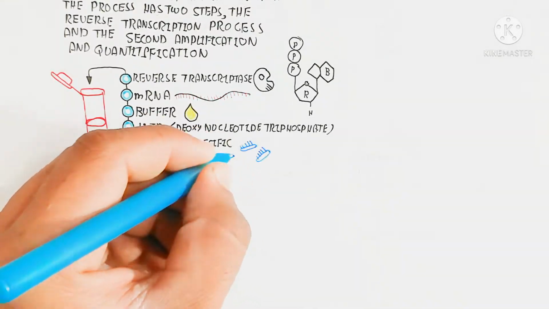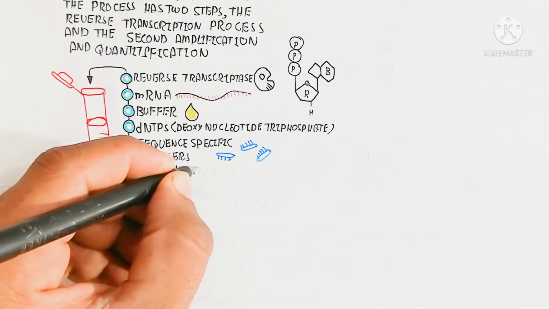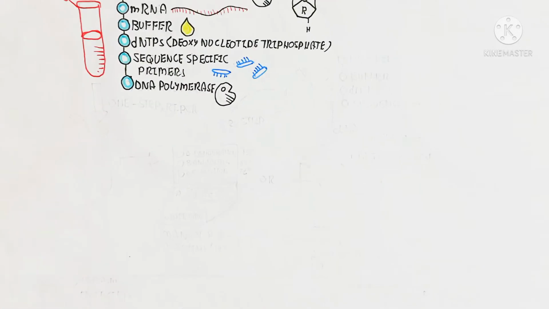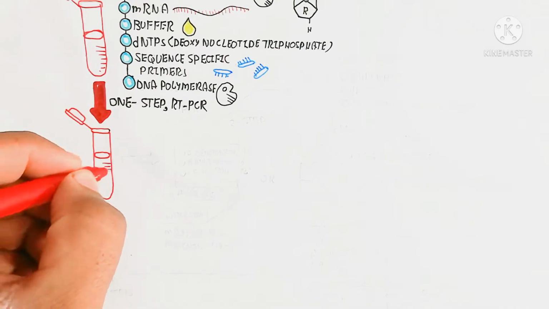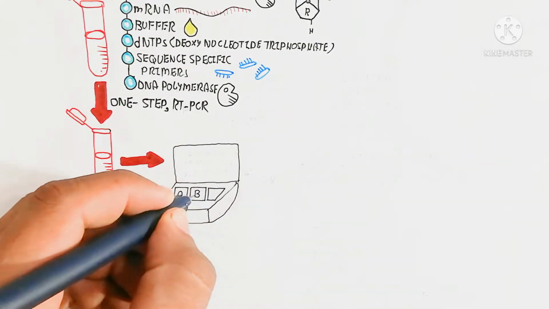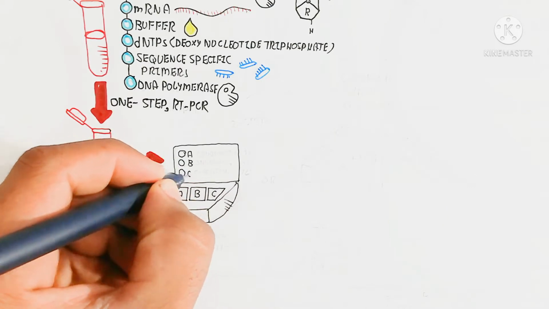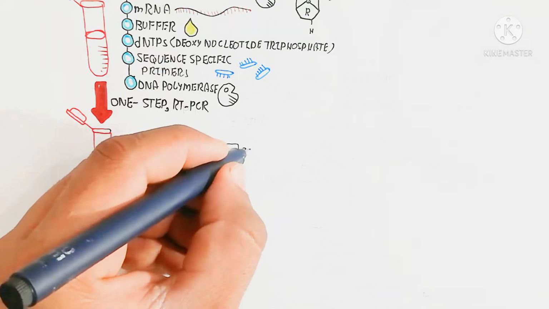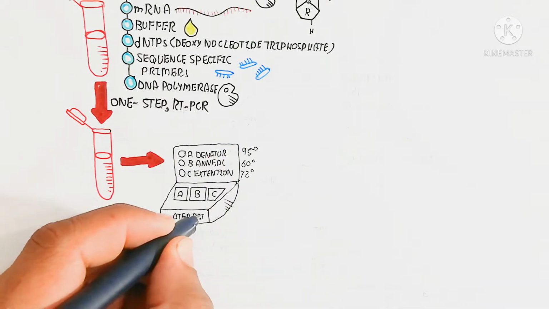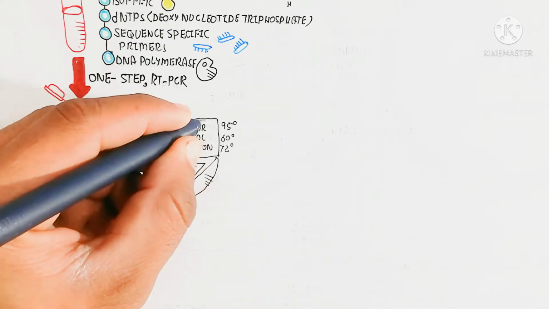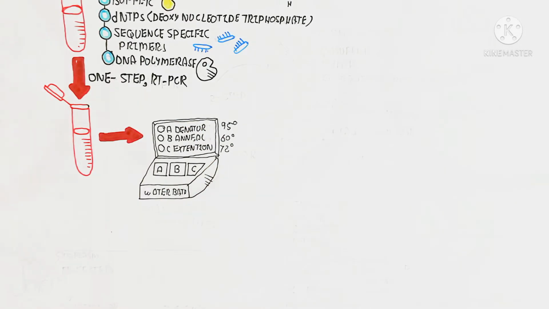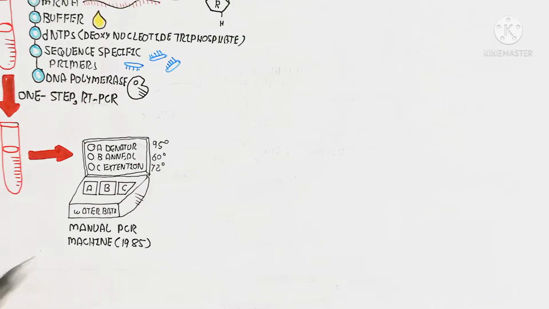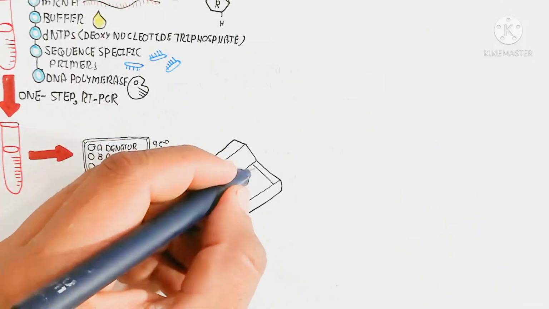Here is the structure of the deoxynucleotide that will be used, and we can use a sequence specific primer, and also DNA polymerase, the enzyme used for polymerizing DNA. In this way, one-step reverse transcriptase PCR will be used. Here is the manual PCR machine, invented in 1985. It contains a denaturation step requiring 95 degrees, an annealing process at 60 degrees, and an extension requiring 72 degrees Celsius.